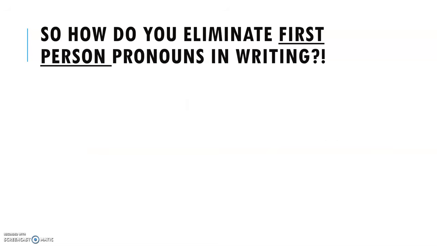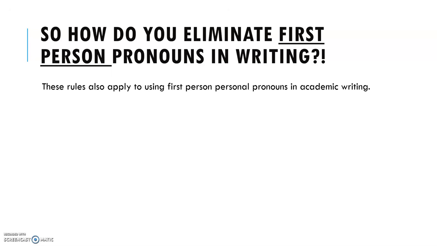So now, since we've gone over getting rid of second person, how do you get rid of using yourself in your essays? Get rid of first person. These rules that we use for second person can apply a lot of times with first personal pronouns in academic writing. So here we have, "Our nation is founded on life, liberty, and happiness."